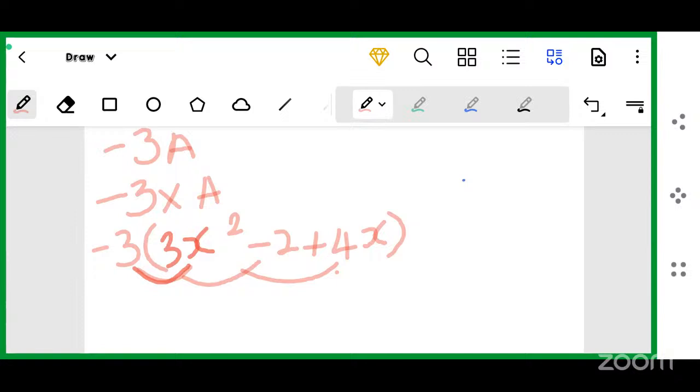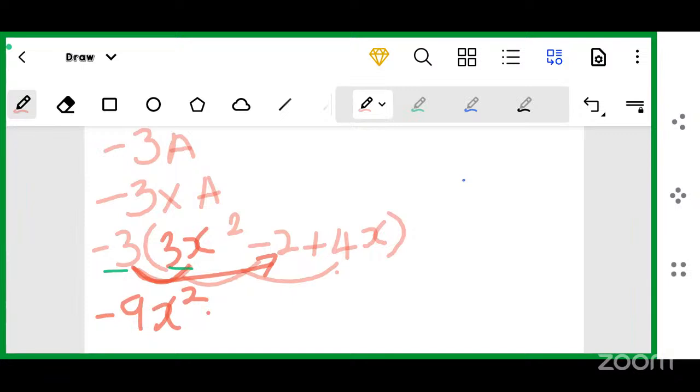Okay, you are multiplying now. You're multiplying this one and this one. Equals -9x to the power of 2. -9x to the power of 2. So what's going to be -3 multiplied by -2? -2 times -3 equals -6 to the power of 2.